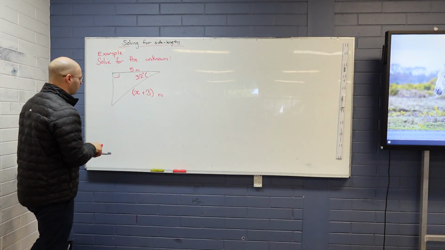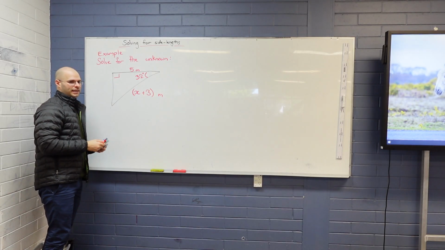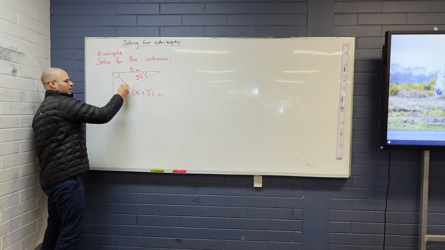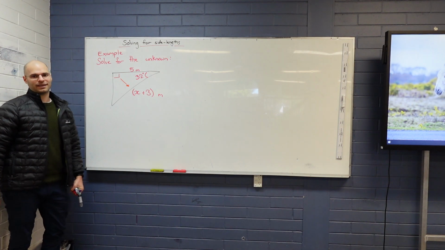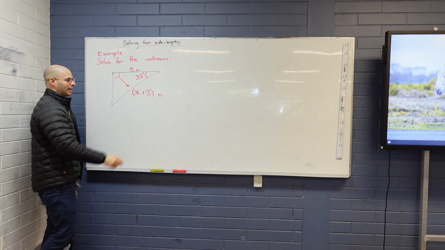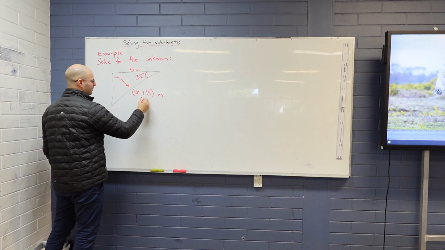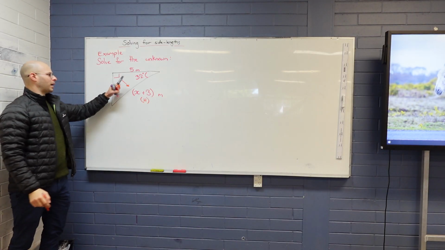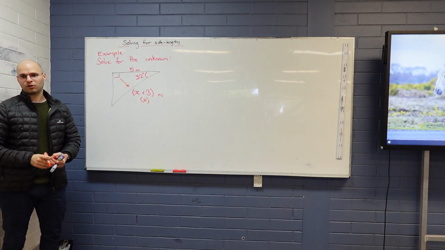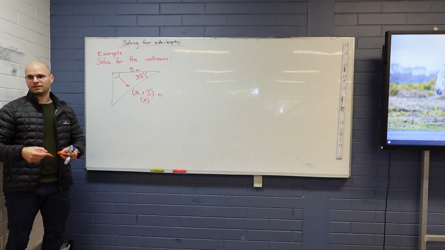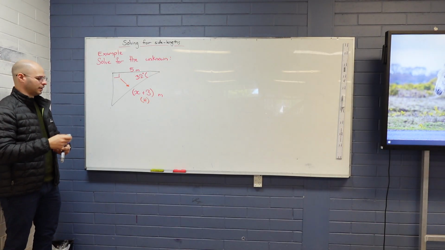Now looking at this, before we can solve any triangle, we need to label it. I first start off by identifying that it indeed is a right-angled triangle. I do this by finding the right angle. Next, I draw an arrow pointing out, and this points to the side called the hypotenuse. The hypotenuse is the longest side in my triangle here.